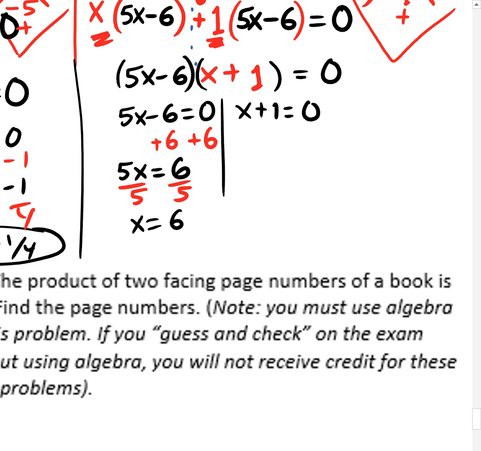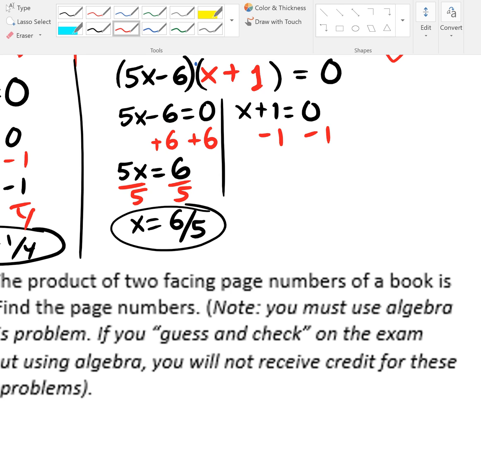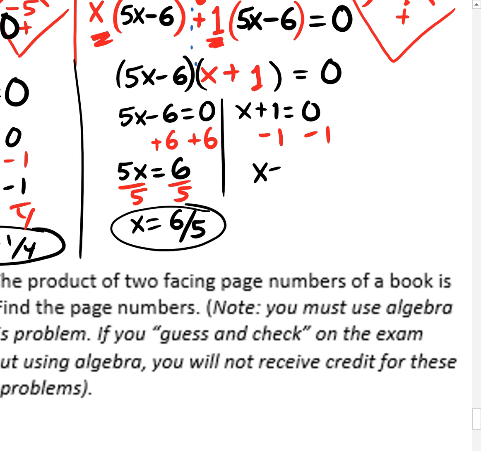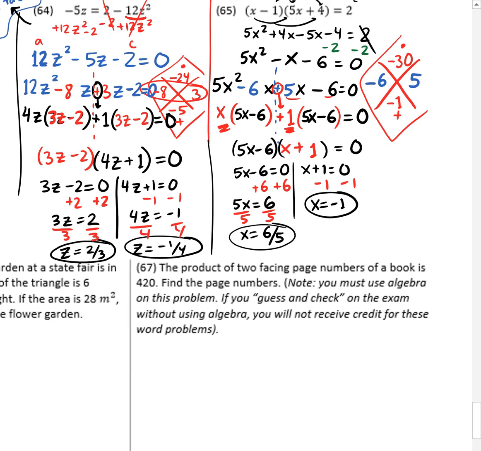x equals 6/5. Okay. So second one, I have x plus 1 equals 0. To solve that guy, I'll have to subtract 1 from the other side. Alright, there we go. There are two solutions: 6/5 and negative 1. Beautiful.